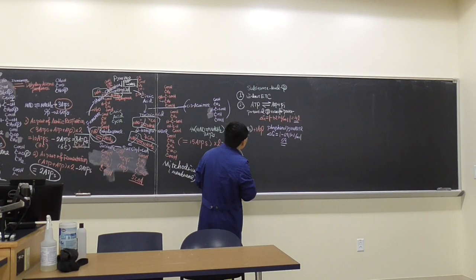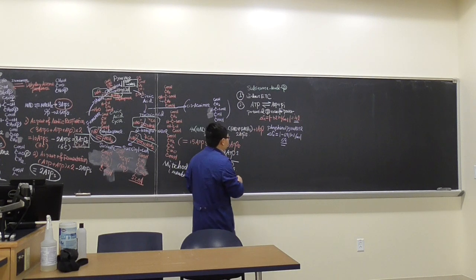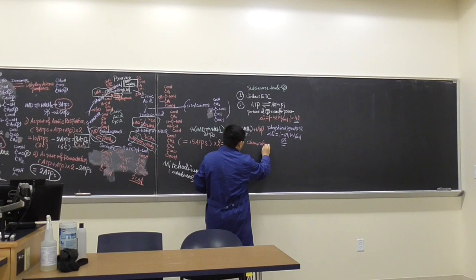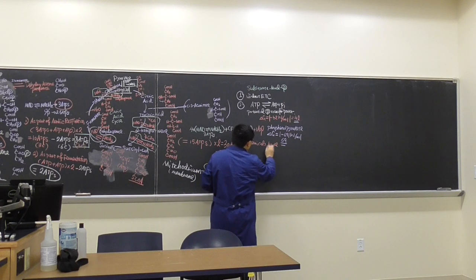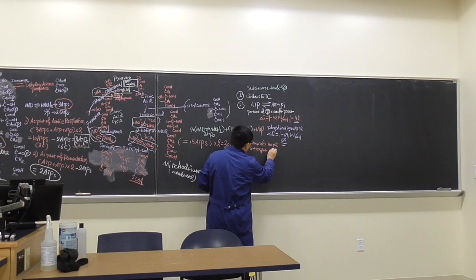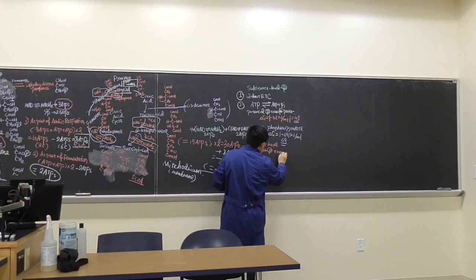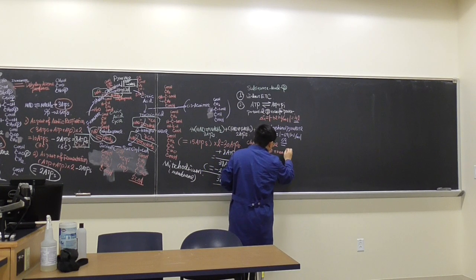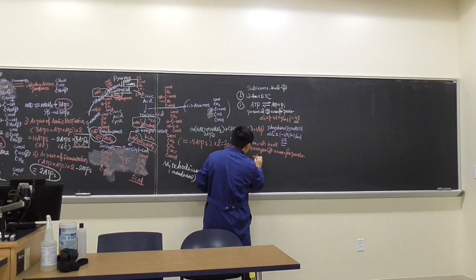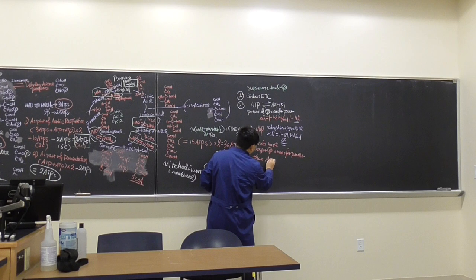So, very simple, substrate level phosphorylation means the chemicals have stronger phosphate transfer power than ATP itself.